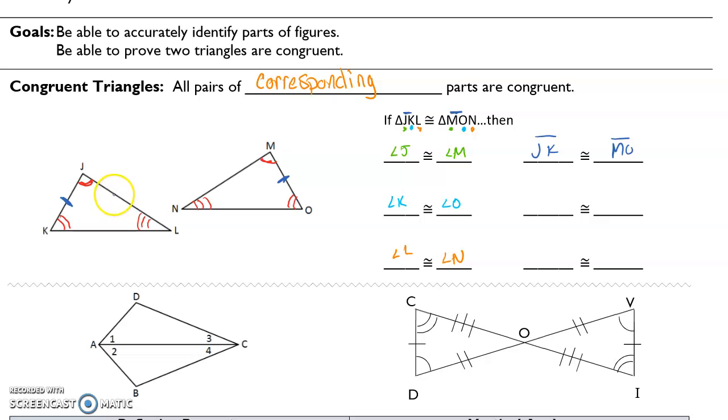And then furthermore, we can say that segment JL is congruent to, that goes from 1 mark to 3, so 1 to 3 is MN, segment MN, and segment KL is congruent to segment ON. Make sure we include all of our segment symbols. So we have 6 congruent parts when we have congruent triangles.